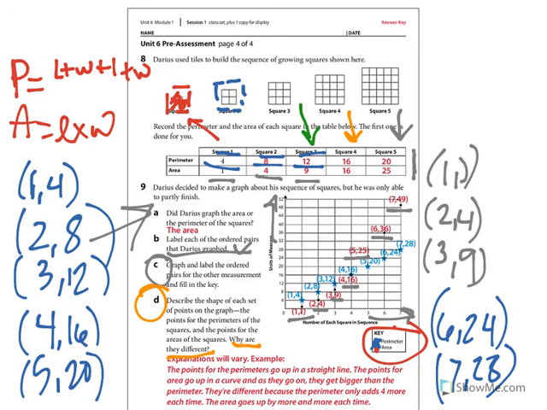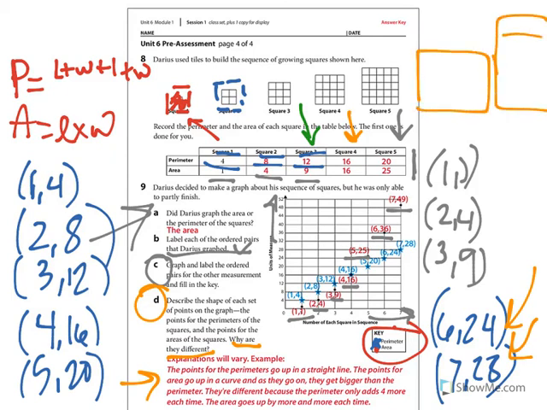So something like, the points for the perimeters go up in a straight line. The points for area go up in a curve. And as they go on, they get bigger than the perimeter. That's different because the perimeter only adds 4 more each time, as you saw in this pattern. The area goes up by more and more each time. It gets exponentially larger and larger and larger.